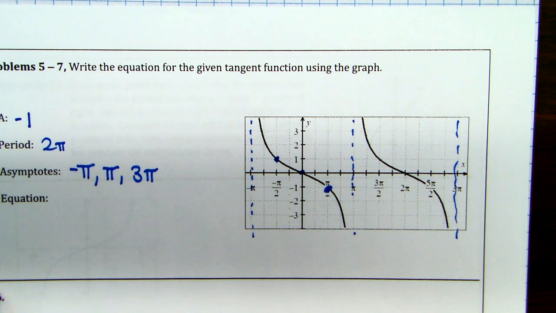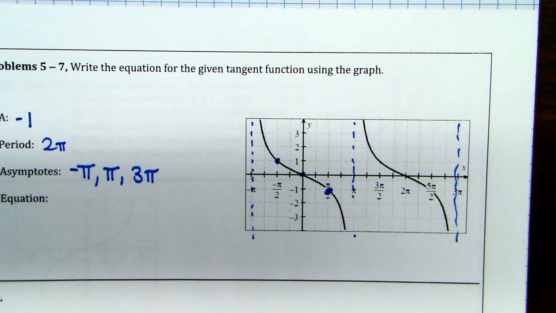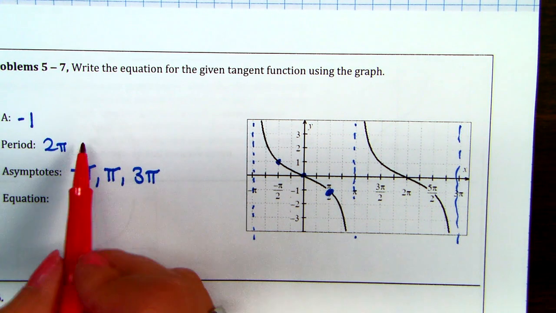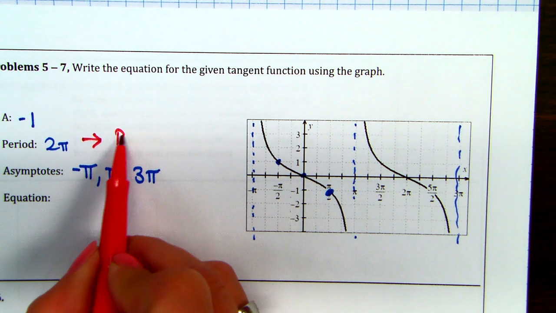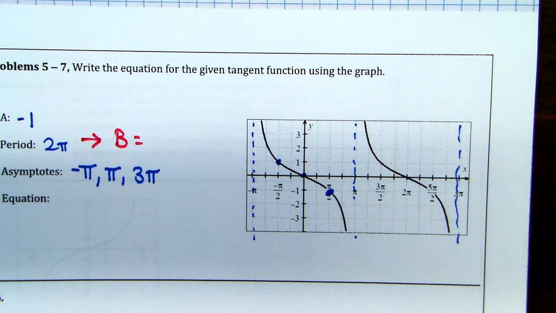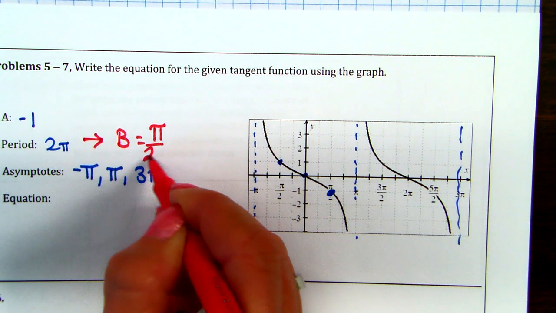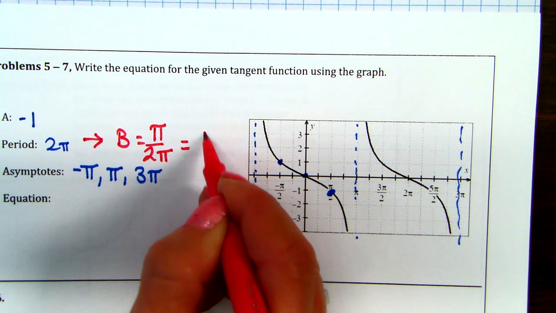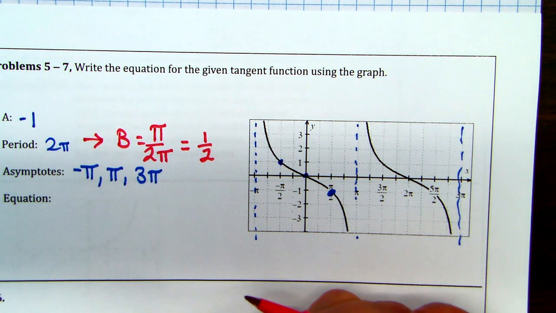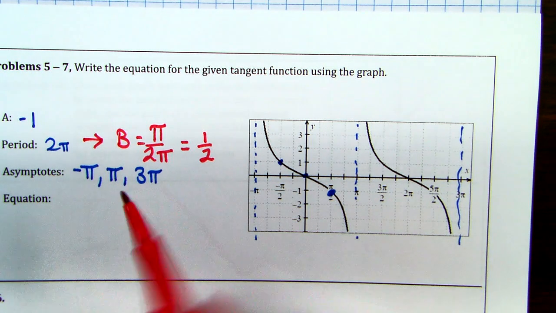Remember, to write an equation, you need A, B, C, D. Well, we'll take away C and D today. We'll add C and D tomorrow. But we need A and B. A is always easy. Remember, B is not the period. They're not the same thing. But we can get B from that formula, the same one we used in sine and cosine. The only difference is instead of 2 pi divided by the period, we do pi divided by the period. And we get 1/2. So B is 1/2. We're ready to write our equation.